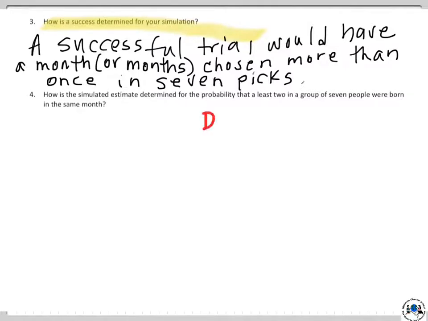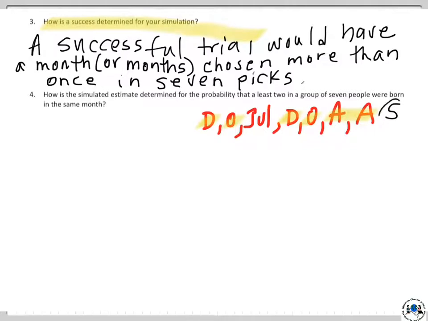My first trial was December, October, July, December, October, believe it or not, April. Can you believe this? With my picking, I had 3 different months, April, October, and December, that were picked multiple times. But that is only going to be considered 1 success. It's not more than 1. It's not 2 or 3 successes because 3 different months were duplicated. That is just 1 success.